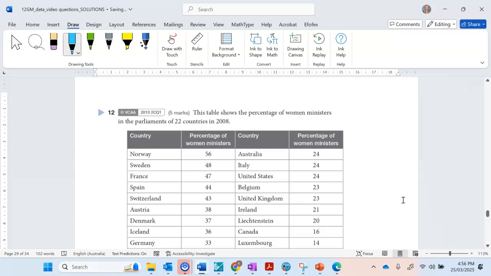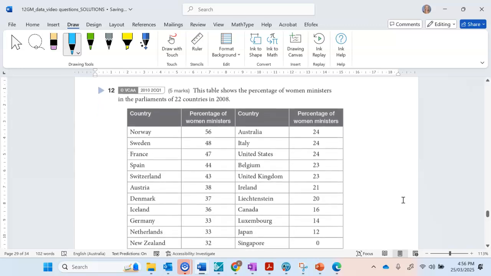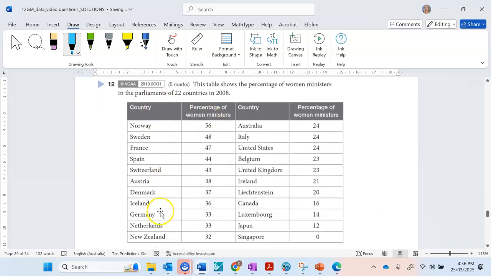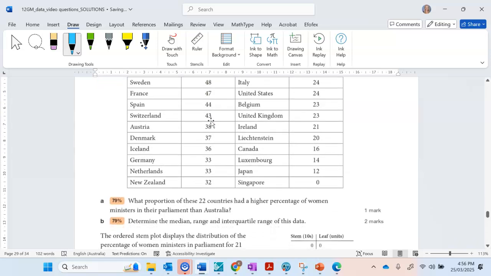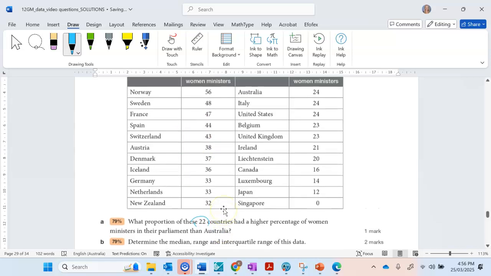This table shows the percentage of women ministers in the parliament of 22 countries in 2008. So we've got country and country. Instead of having one long table, it's just repeated. All right, so it's not 4 separate things, it's just country and percentage of women. What proportion of these 22 countries had a higher percentage of women ministers in their parliament than Australia?